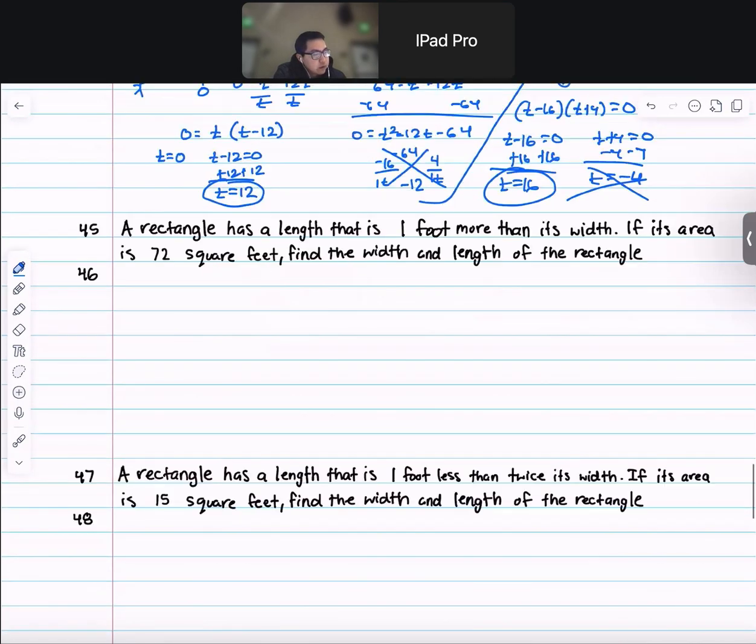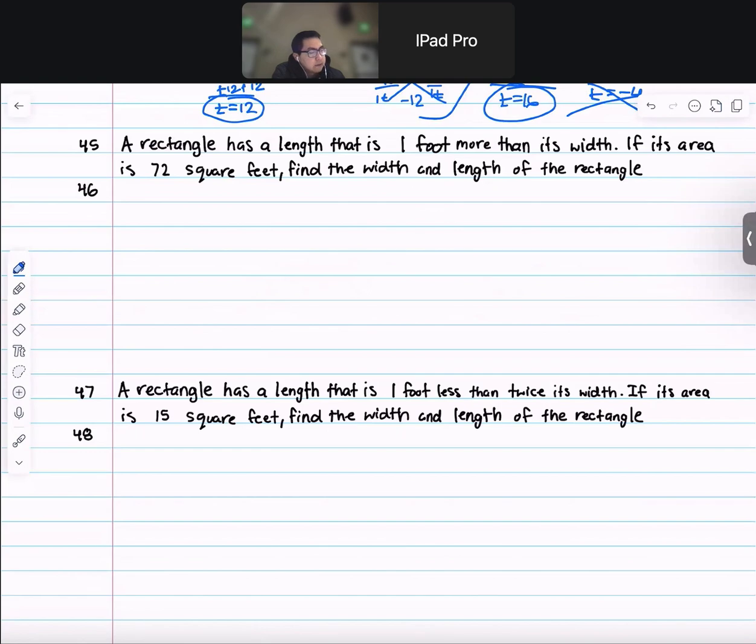For question 45. Okay, so a rectangle has a length that is 1 foot more than its width. If its area is 672 square feet, find the width and length of the rectangle. Okay, so they told us we have a rectangle. It's got an area of 72, right? Now, they said the length is 1 foot more than its width.